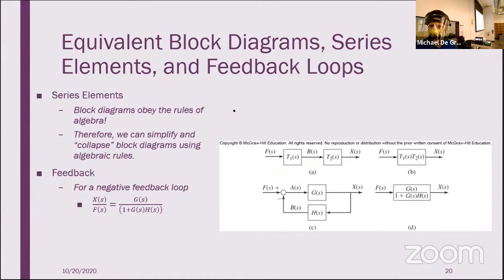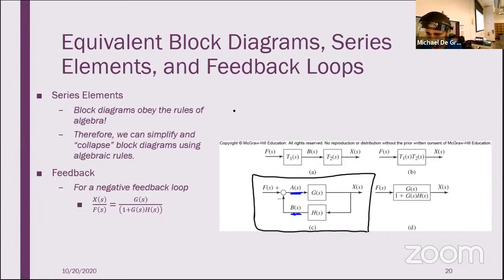Notice, if we look down here on the diagram, we have defined signals A and B. So why don't we prove this out a little bit? If I'm looking at this figure C, I'm going to put a square around it, this guy. And I've got A and B. Well, what is A of S? A of S is just F of S minus B of S, because it's at that summing junction. Whatever is coming out of that summing junction, we've got F minus B there.